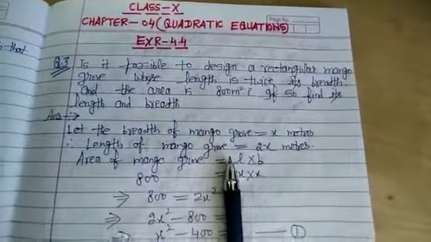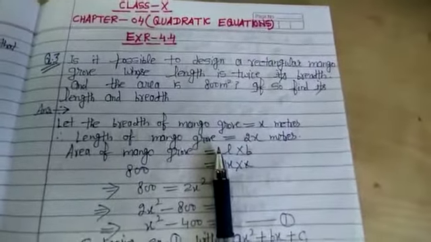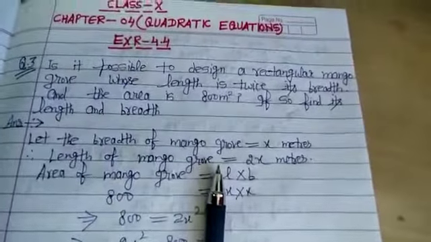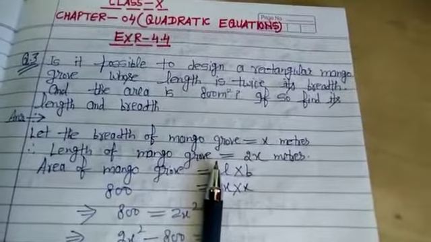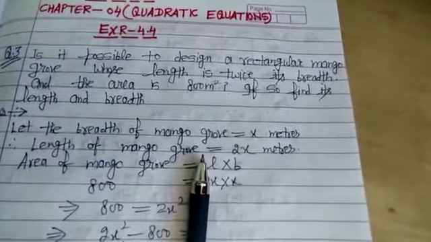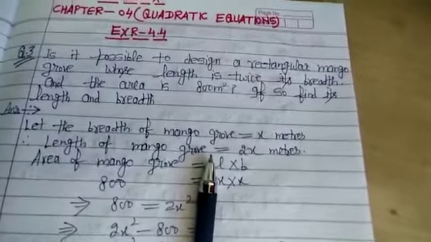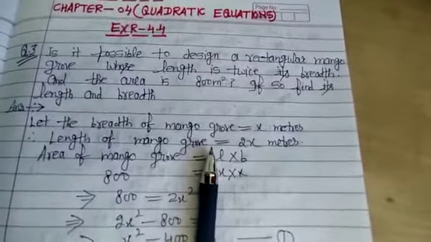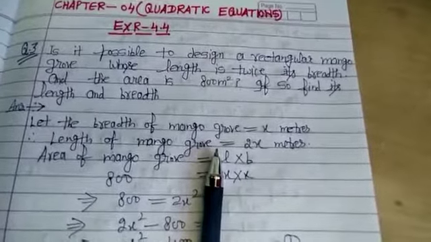The question is: is it possible to design a rectangular mango grove whose length is twice its breadth and its area is 800 meters square? If so, find its length and breadth. First we have to see whether this condition is possible or not.